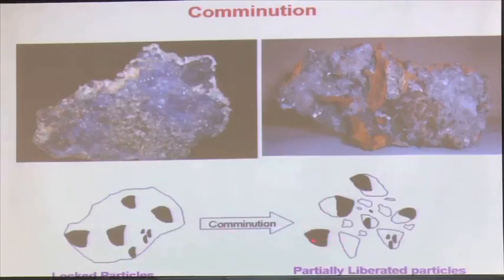I may have different types of particles. Suppose I change the color to black, where I will have a pure blackish material, that is my wanted one. I can have a pure whitish material, that is my unwanted one, but unfortunately we will have some material which is a combination of the wanted and unwanted. That is what we call liberation.